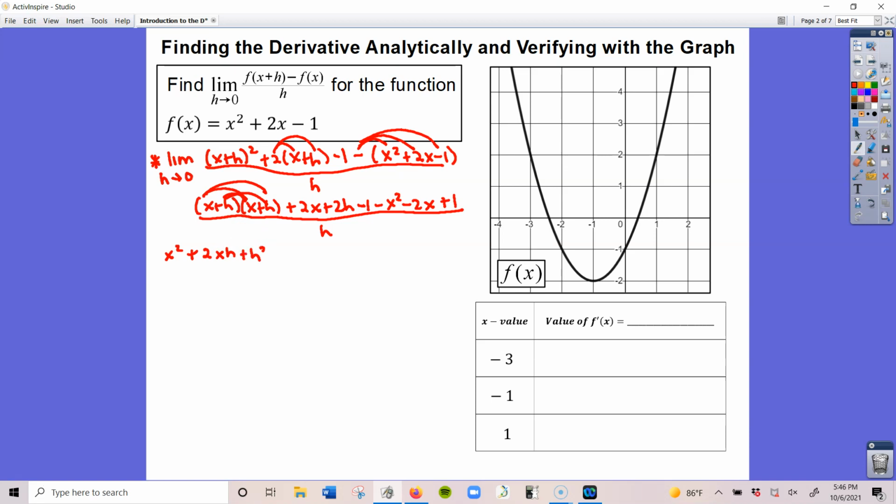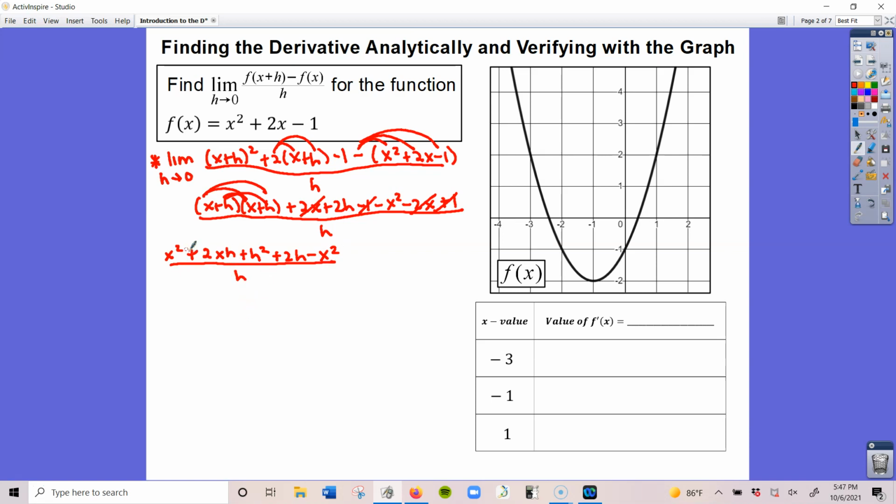plus h squared. Now here my two x's can cancel because this is a positive 2x, this is a negative 2x. Then I have the 2h, this minus 1 and this plus 1 will cancel. And then I have the negative x squared. And again, everything is over h.